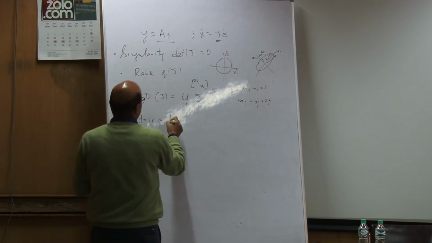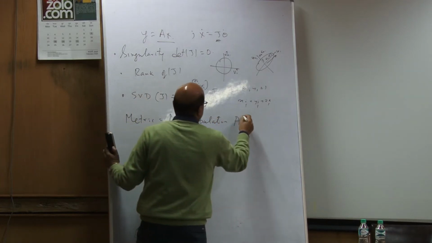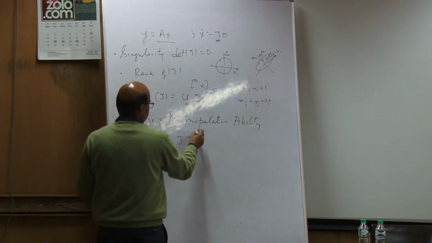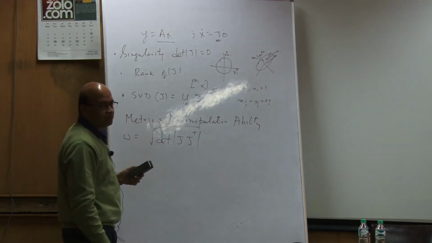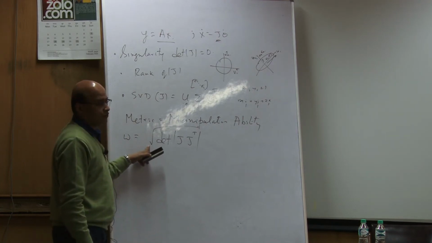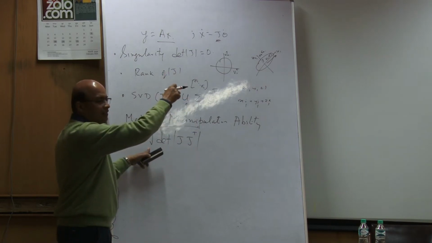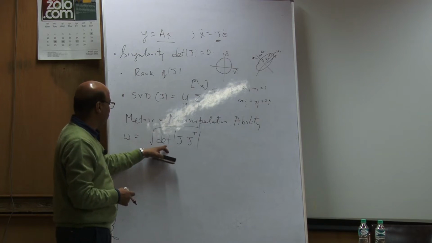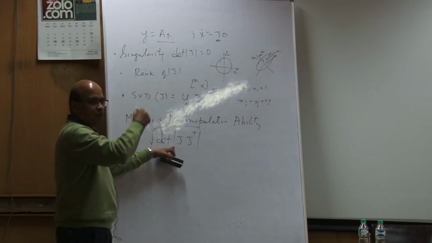This metric is called the manipulation ability, which is the determinant of J transpose. So what we are trying to say here is that if I have a robotic system and I want to move in some direction, I should check whether it is easy to move like that or not. Easy means it will take less energy. And what is the metric? Simply finding the determinant of J transpose. So the direction in which this is getting minimized is the direction in which you should move.